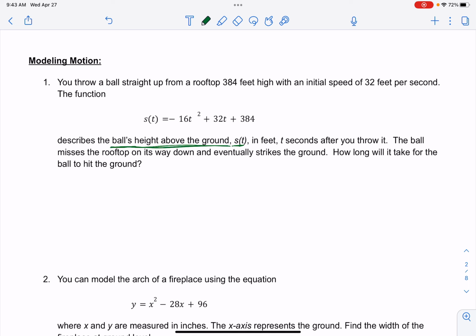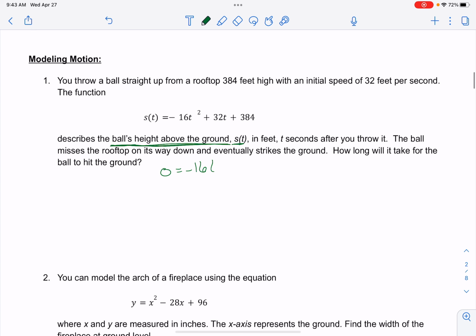So we want to know how long it takes for our ball to hit the ground. So at that point, our height is going to be 0, right? Because it's going to be at ground level. So we have 0 equals negative 16t squared plus 32t plus 384. So we need to solve this for t.